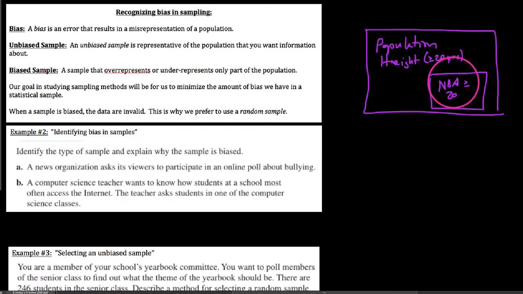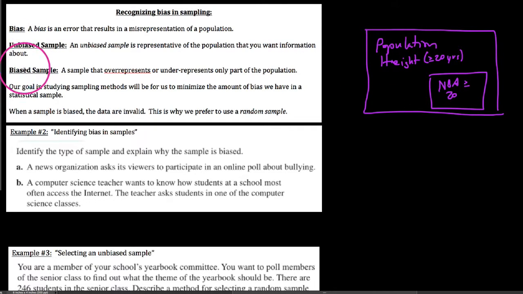We're going to get a biased sample because what we're doing is we're over-representing a group of people who are already tall themselves. And so they have a bias. And so we say a bias, again, is an error that results in a misrepresentation of the population. If we have a biased sample, then this is a sample that certainly does over-represent, or we could under-represent, only part of the population.